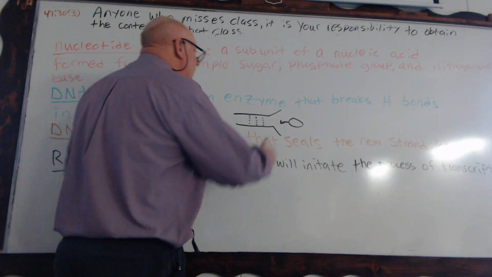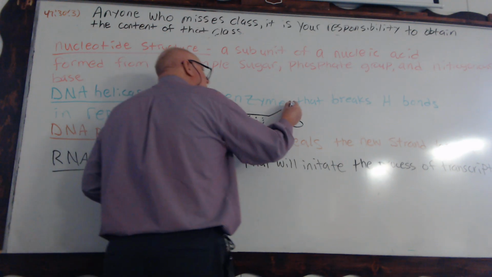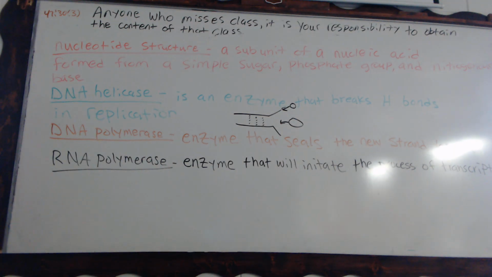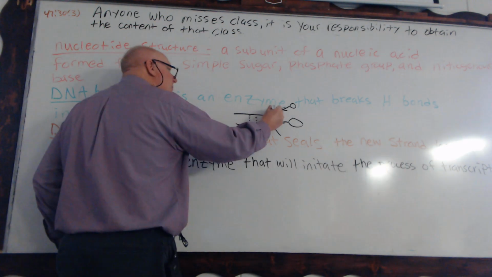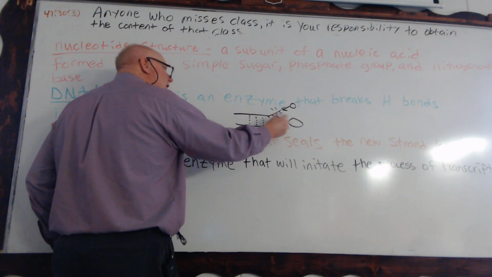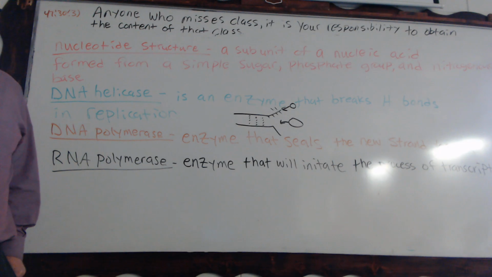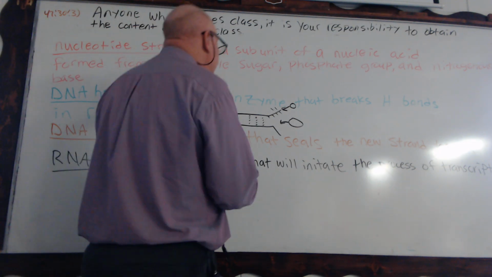So if this is helicase, well, what is it that follows right behind it and seals that strand back together? It has to be another enzyme. And what enzyme would that be? That's in plants. Yeah. So what is it that would be sealing this back together? If this is breaking the hydrogen bonds, what's putting it back together? Oh, no, that's the DNA polymerase, right? Yeah, the polymerase, DNA polymerase. That's right. Okay.